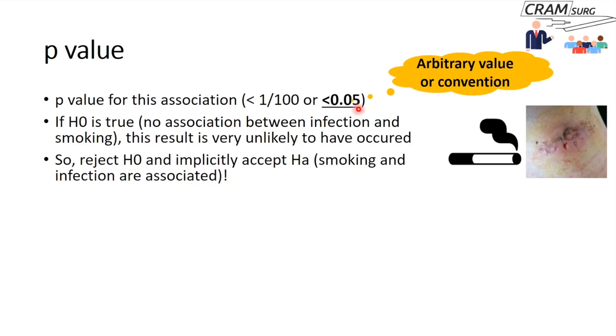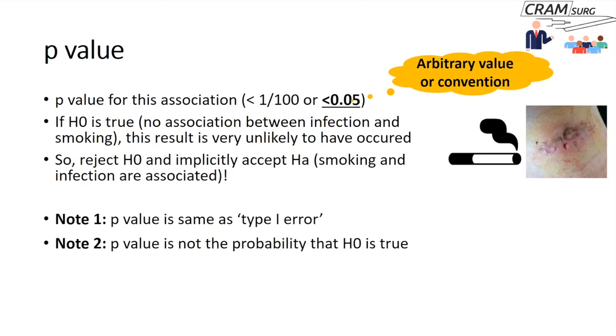Now, the value of 0.05 is arbitrary. It's just a convention that you say that if the chances of observing a result as extreme as this is less than 1 in 20, we'll be happy to reject the null hypothesis. Okay, some people don't like this arbitrary value and would like to go down even further to 0.01, but that's fine. You've got to, a priori, before the start of the study, decide what p-value you would accept as your cutoff or your threshold, right?